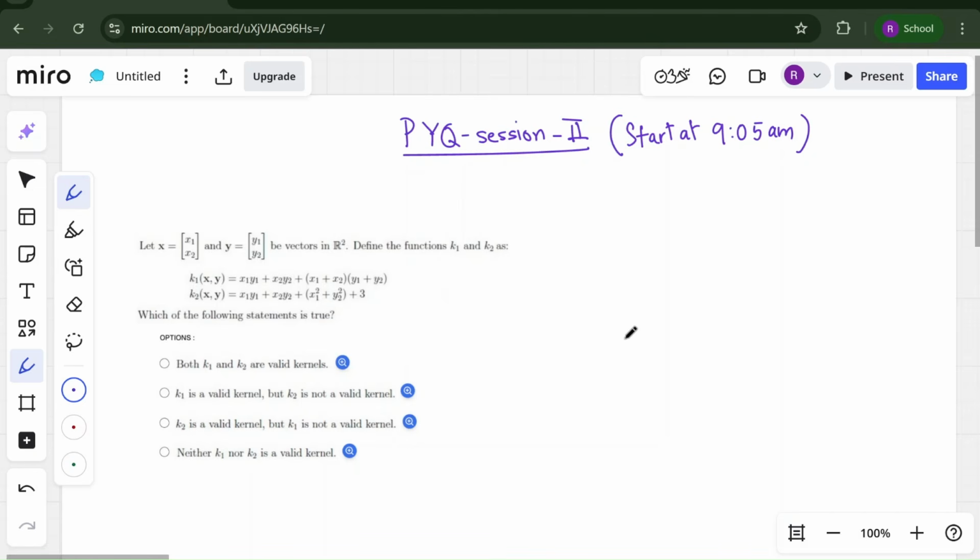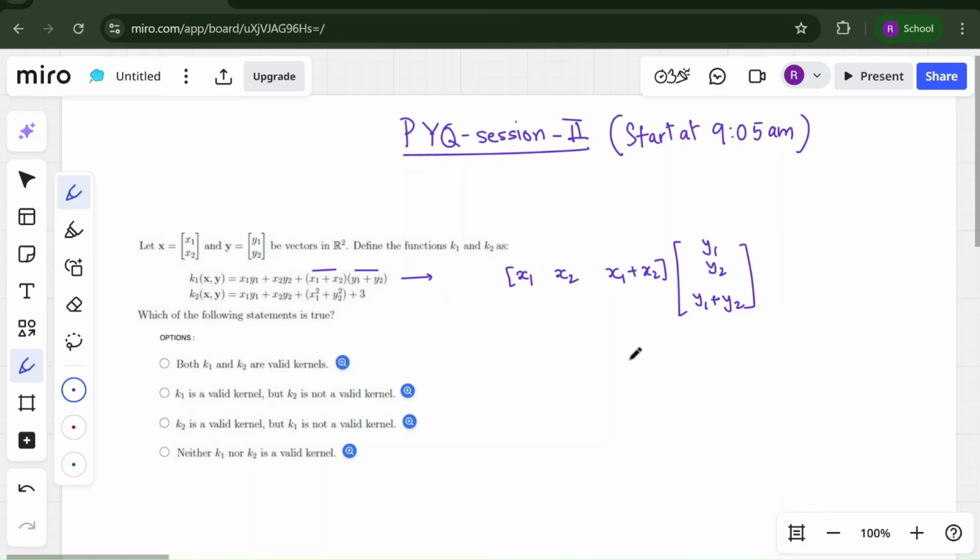So, this is the first question. As you can see, we are given two possible kernel functions, and the question is asking which of them is valid and which of them is not. If you look at the first one, what does it say? It says (x1, y1), (x2, y2), and then x1 plus x2 along with y1 plus y2. So, you can easily write this as (x1 plus x2) multiplied with (y1 plus y2).